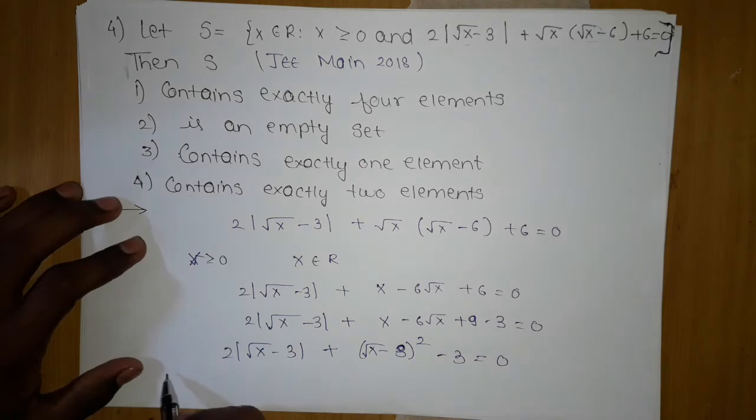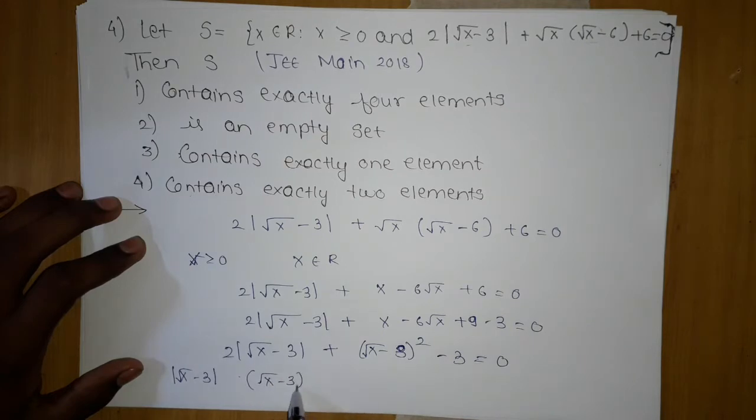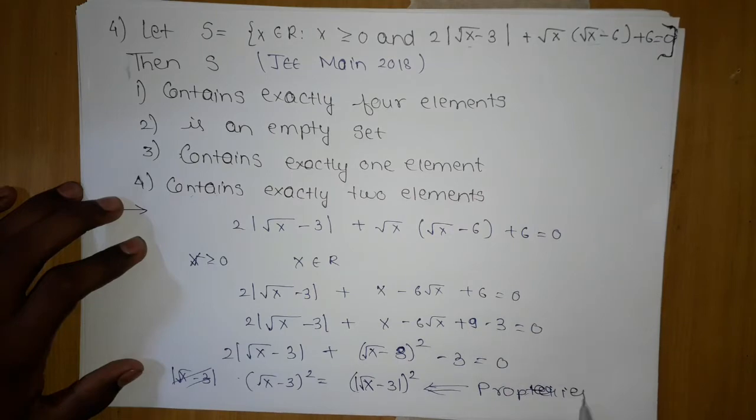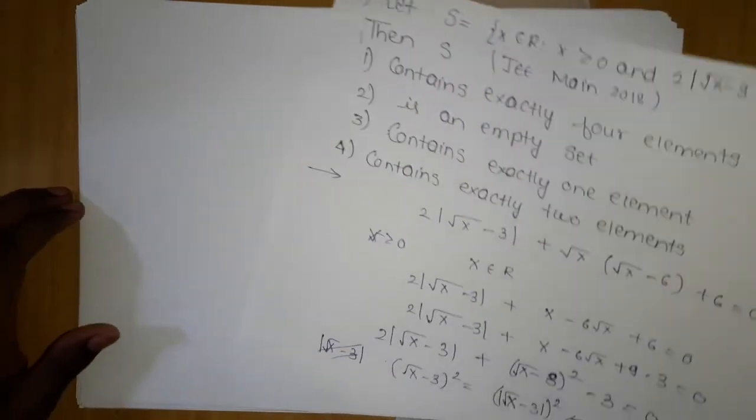Now we know that the square of root x minus 3 is equal to mod of root x minus 3 the whole square. This is the property which we have learned in inequalities. Now let me take the next page.